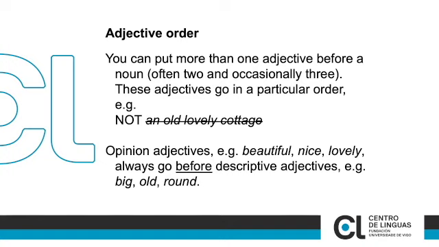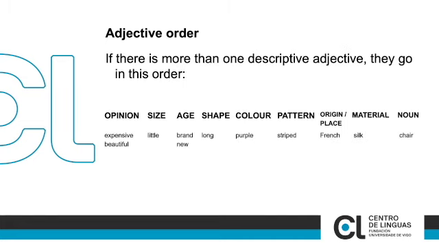Okay, we have opinions such as beautiful, nice, lovely, and they always go before the descriptive adjectives such as big, old, and round. Here is the general rule about the order of adjectives. Opinion, size, age, shape, color, pattern, origin, place, material, and then we have the noun.